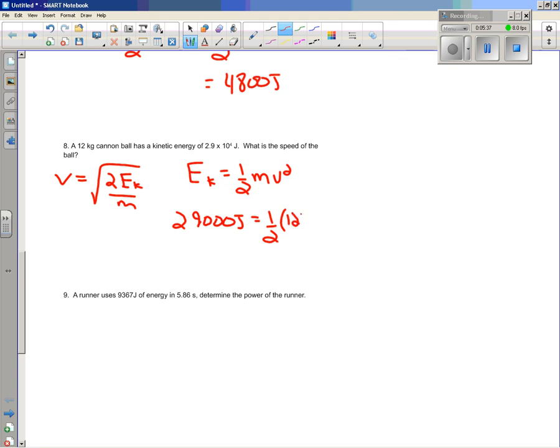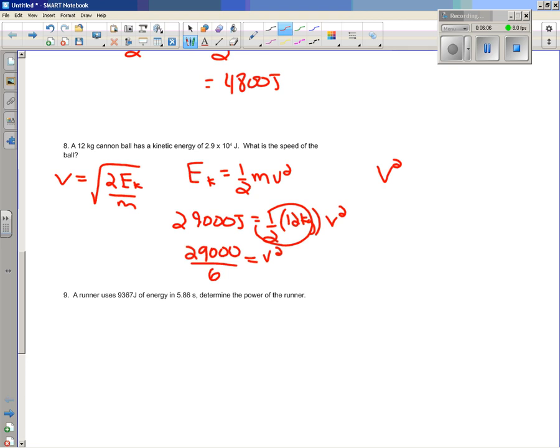We've got 12 kilograms for a mass, and there's my V squared. So 1/2 of 12 is 6, and then I have to divide by 6 on the other side. So I'm going to have 29,000 over 6 equals V squared. So 29,000 divided by 6 equals 4,833. You'd think that's what the speed is, but it isn't.